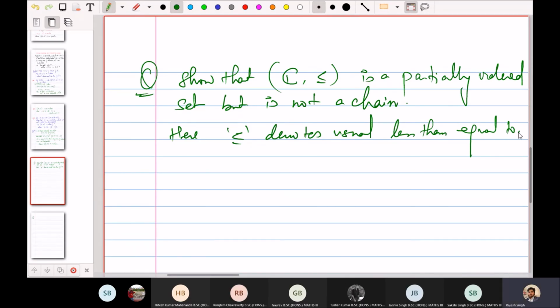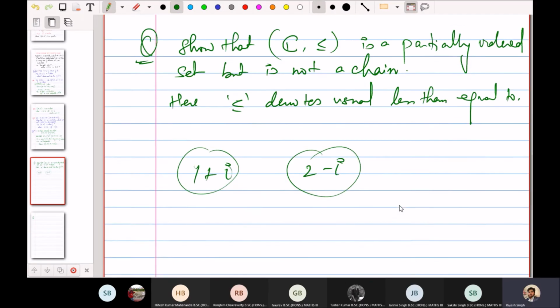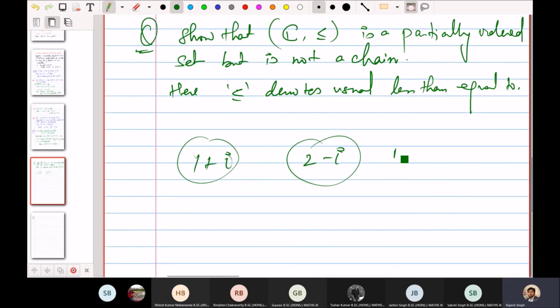कंपेरेबल कौन से कॉम्प्लेक्स नंबर्स होते हैं? Which complex numbers are comparable? 1 plus i and 2 minus i. What can you say about these two? Are they comparable? We cannot say anything. They are not comparable. ठीक है? Comparable कौन से होते हैं? जिसकी imaginary terms 0 होती है, right? मतलब जो प्योरली रियल होते हैं, मतलब कि रियल नंबर्स, वही कंपेरेबल होते हैं, बाकी कोई भी कंपेरेबल नहीं होता.